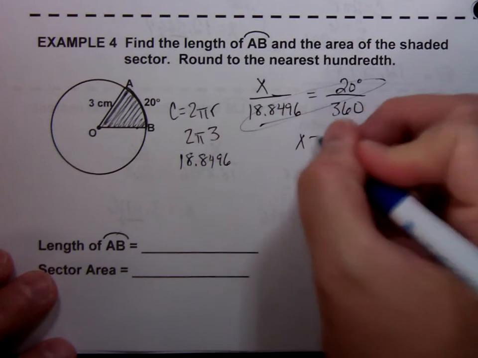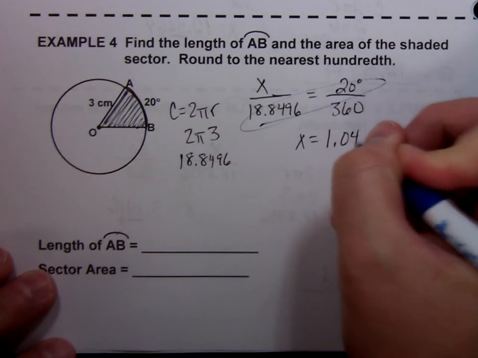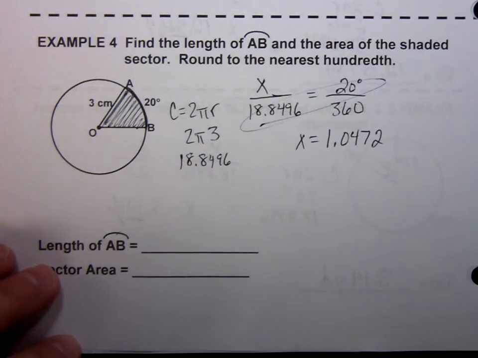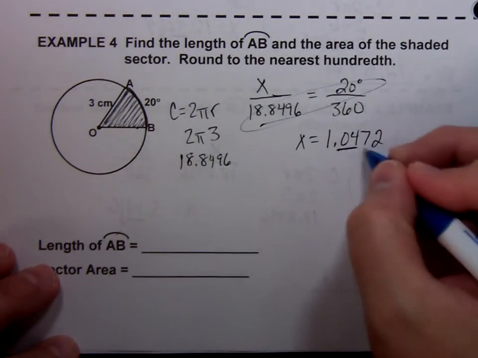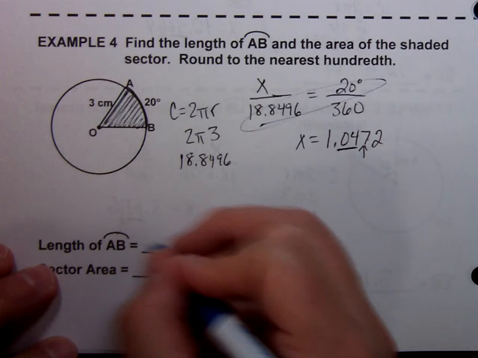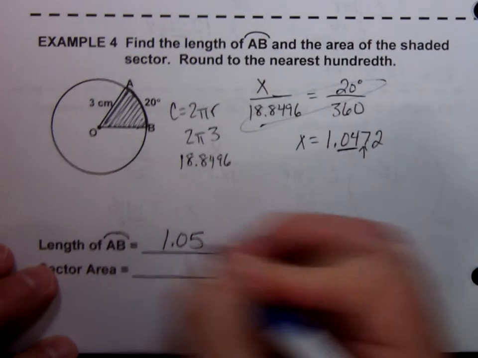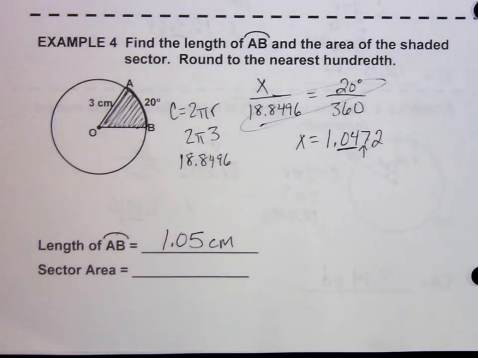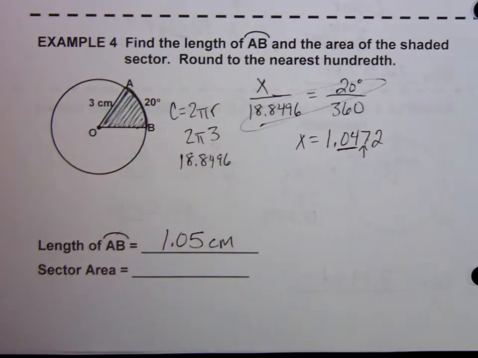So the arc length comes out to approximately this number. And we are going to round that to the nearest hundredth. That 7 is big enough to round up, so that 4 will increase to a 5. And this is in centimeters. So there's arc length. And now let's do sector area.